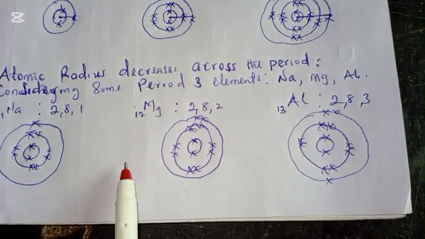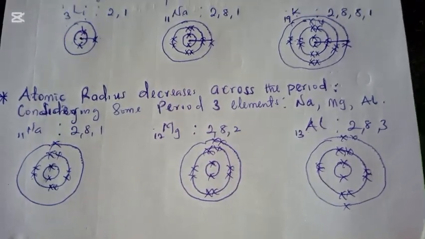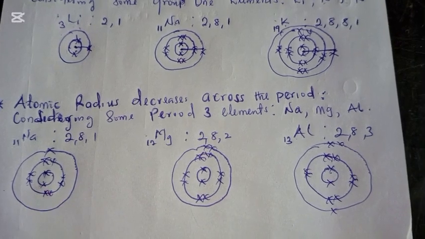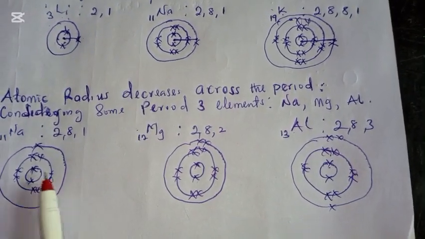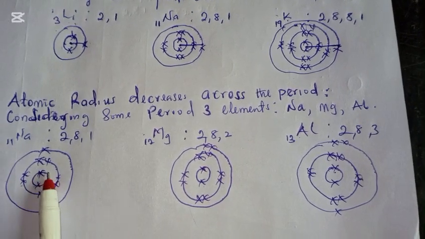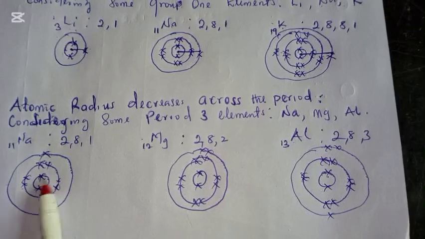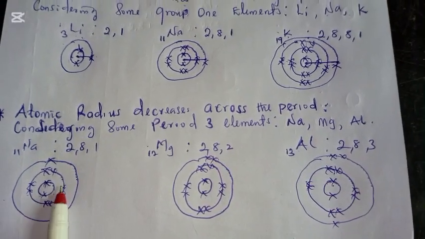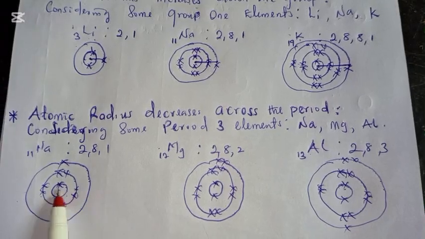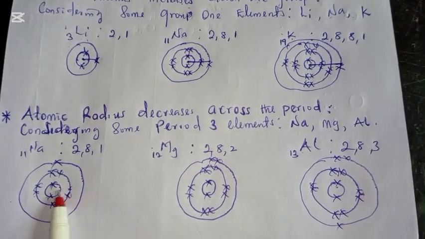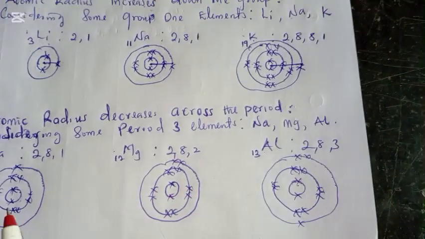Now, looking at what we have here, you notice that the number of shells we have across the period here remains the same. The only difference is that the number of protons increases across the period. And as such, since the number of protons increase across the period, the nucleus tends to draw electrons closer, thereby reducing the radius. Are you getting what I'm saying now? Of the atom when you move across the period.